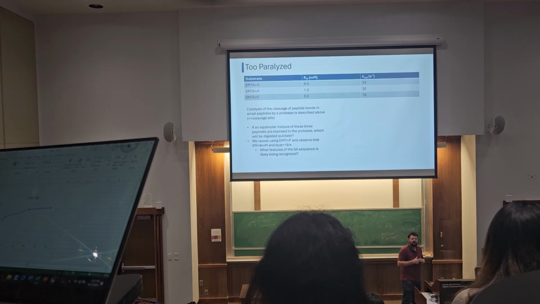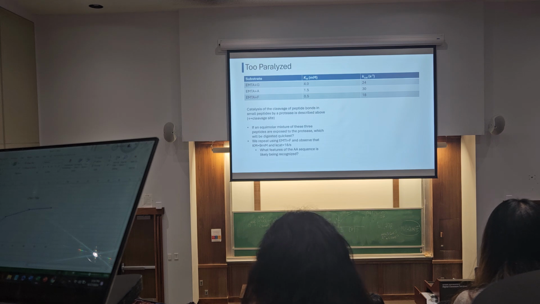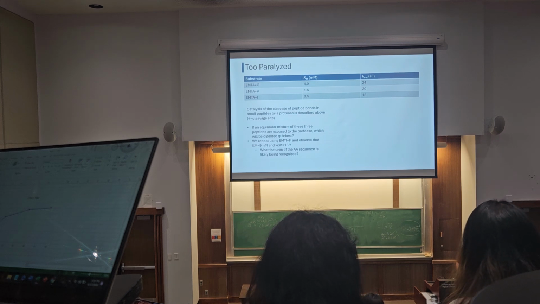Kcat over Km. Yes, Kcat over Km. What do we call Kcat over Km? What is that called? The specificity constant, right? Remember, we go back over here. What is Kcat over Km?